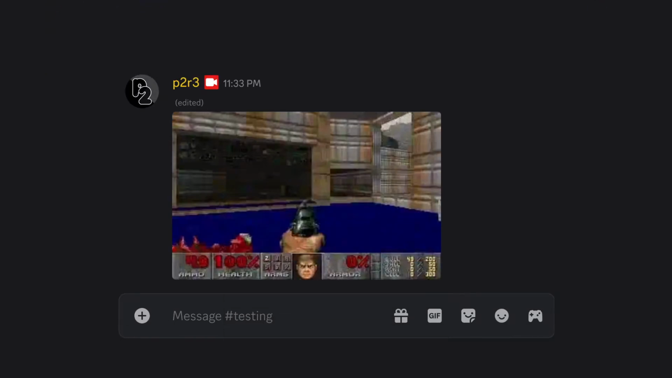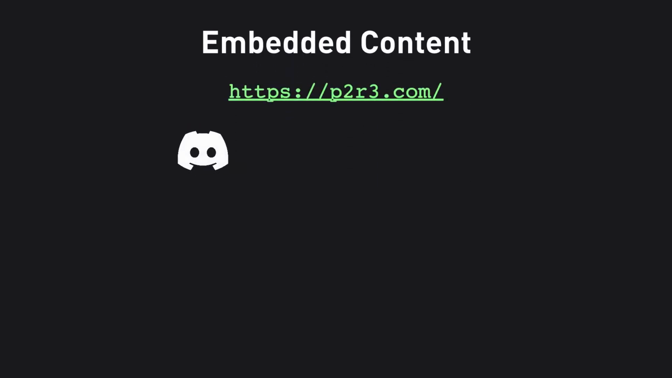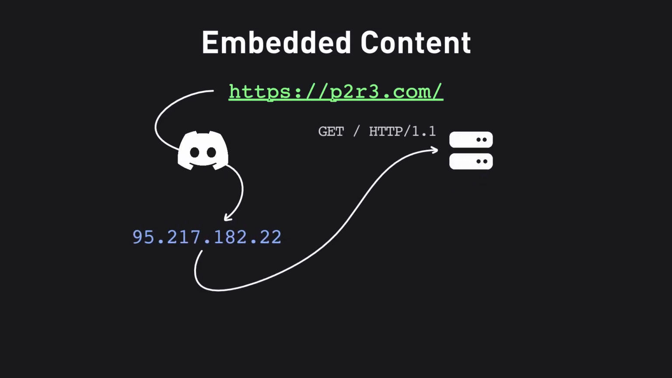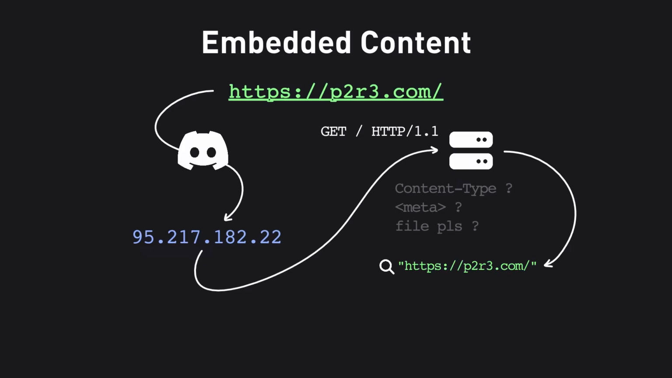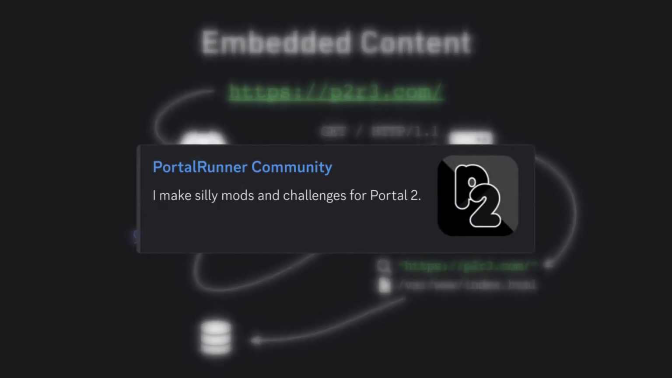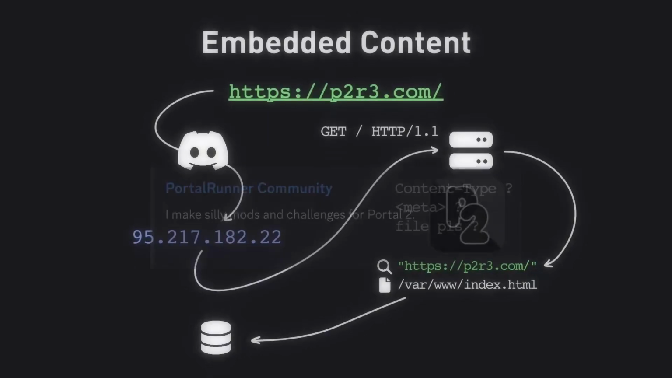To find out how this is even possible, we first have to take a look at how Discord handles embedded content. When you send a link, Discord's backend first determines what server this link points to. Then, it sends a bunch of web requests to determine the type of content, along with relevant metadata, and then asks for the associated file. Meanwhile, the server looks at the link that Discord is requesting, finds the file associated with this link, and sends it over. Discord then renders everything into an embed, caches it, and displays it to the user. At least, that's how it's supposed to work.